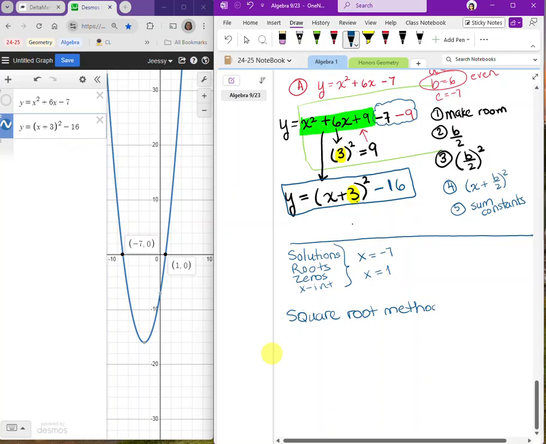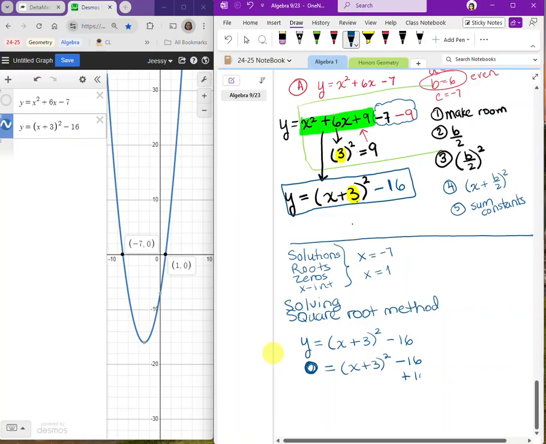Right. So now we're solving for the roots. Okay? So you're here, y equals x plus 3 squared minus 16. Now, what is the y value when we're talking about the roots, the x-intercepts? The y values are always going to be 0. And now we're going to solve for x.